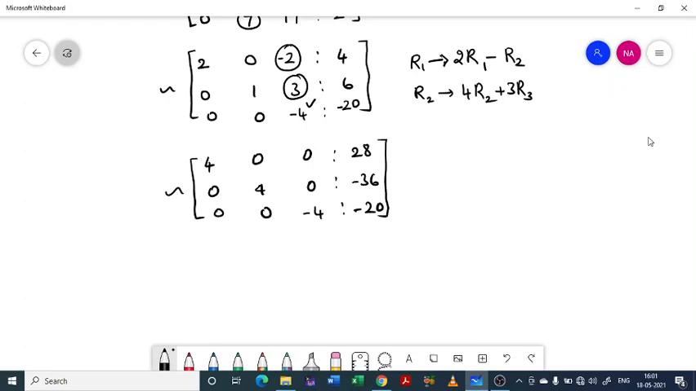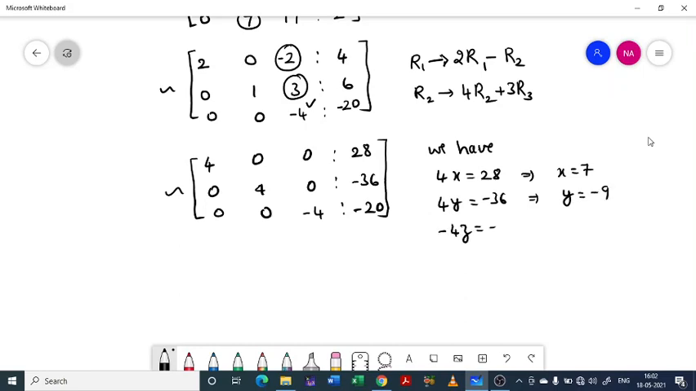Now from this we have 4x equal to 28 implies x equal to 7. 4y equal to minus 36 implies y equal to minus 9. Minus 4z equal to minus 20 implies z equal to 5. So that completes the solution of problem B.